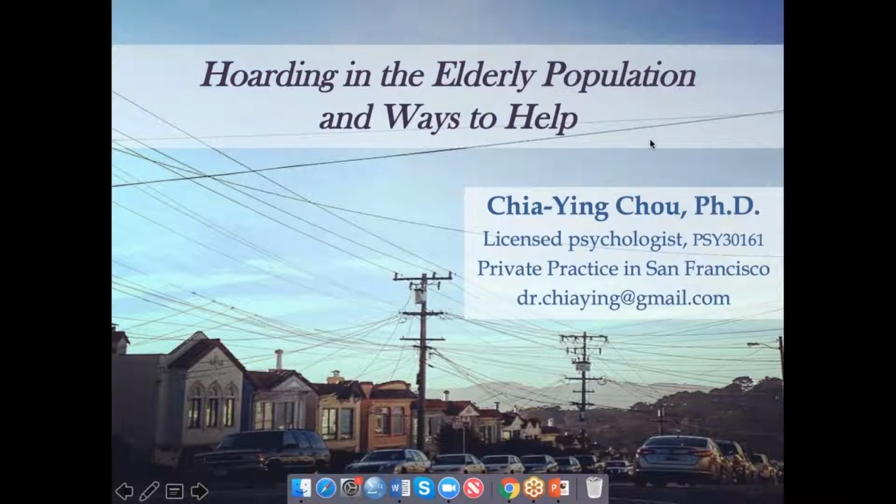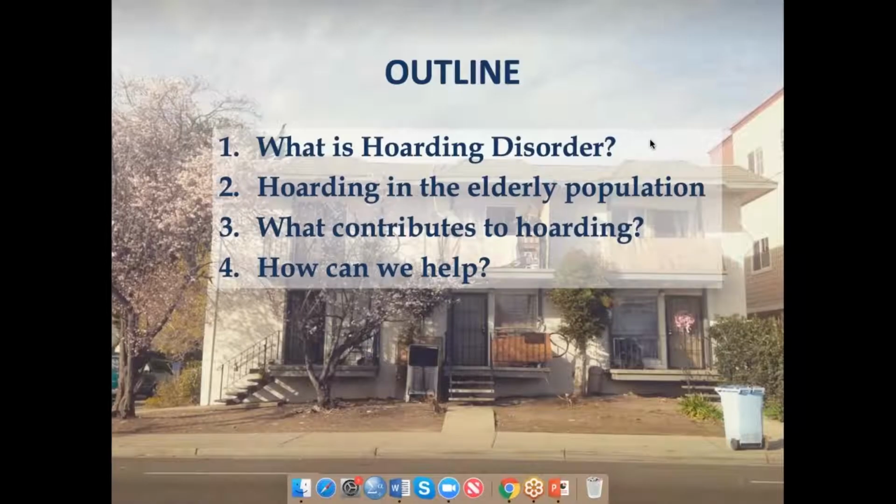Okay. So this is the outline of what we are going to cover today. First of all, I'm going to give the introduction of what is hoarding disorder based on the DSM-5 criteria. And then I'm going to talk a little bit about what it is like and how it is affecting the elderly population. And then the next thing, we are going to understand what we know currently about the contributors to hoarding. And finally, most importantly, how can we help?